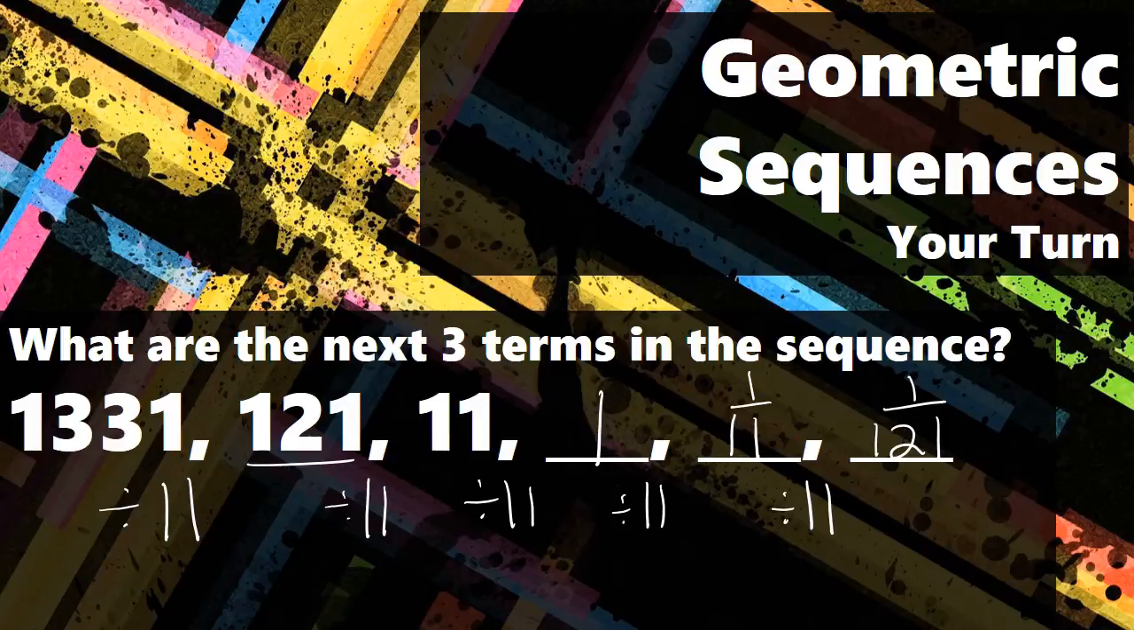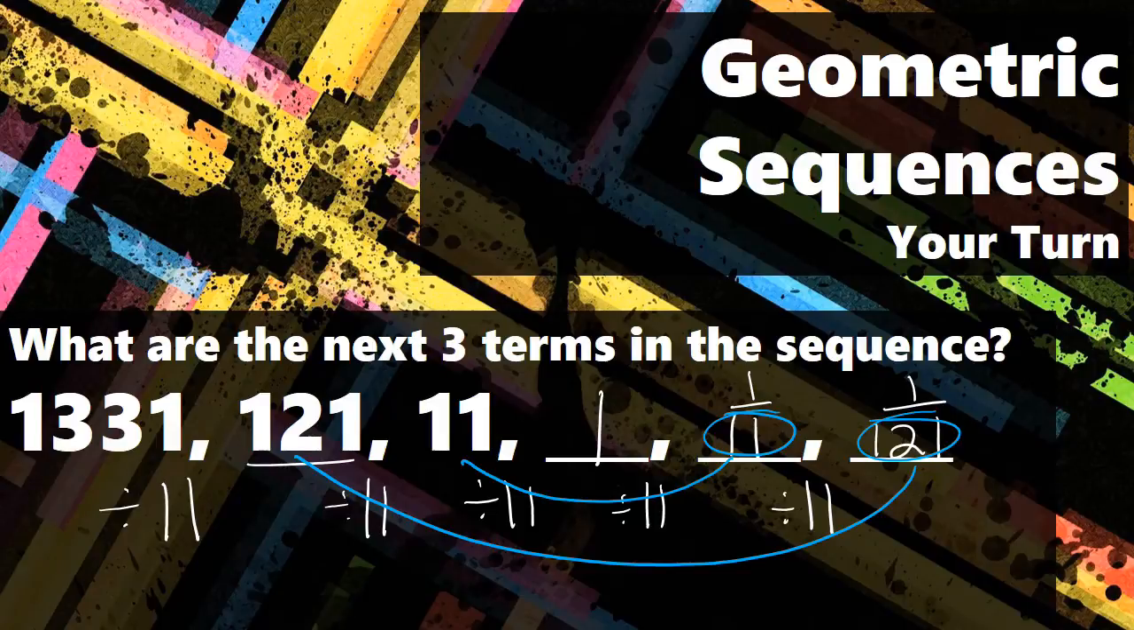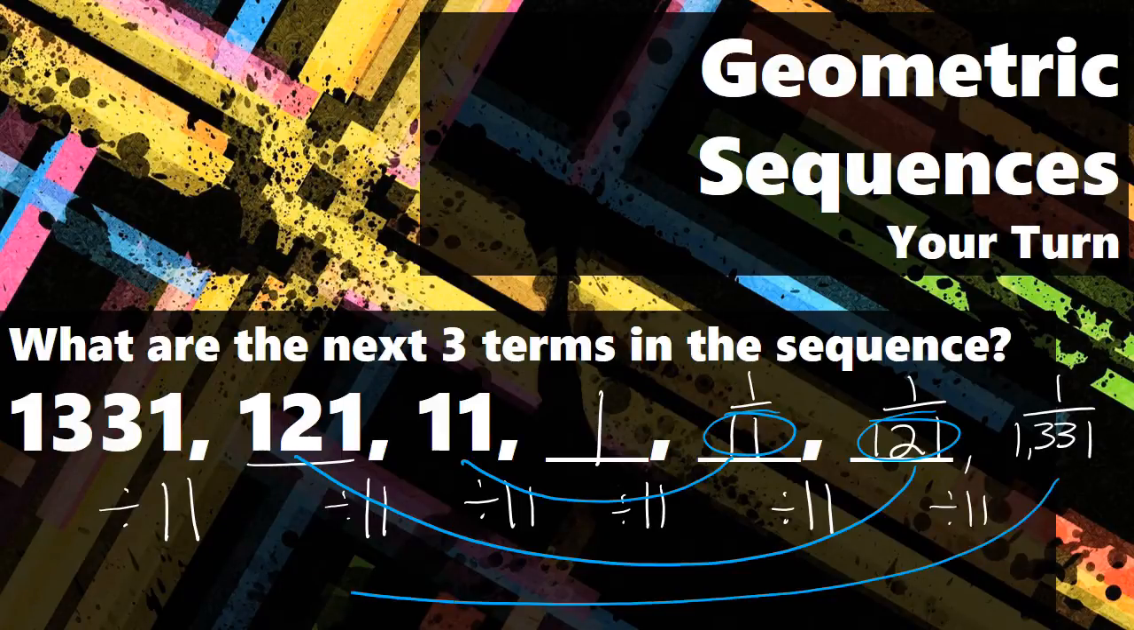When we do this division, you can kind of see the pattern here. See our denominators? Our denominators match up with the other side. So if we continued this sequence, the next number, if we divide by 11, would be 1/1331. So we can see how this matches up without even using a calculator.